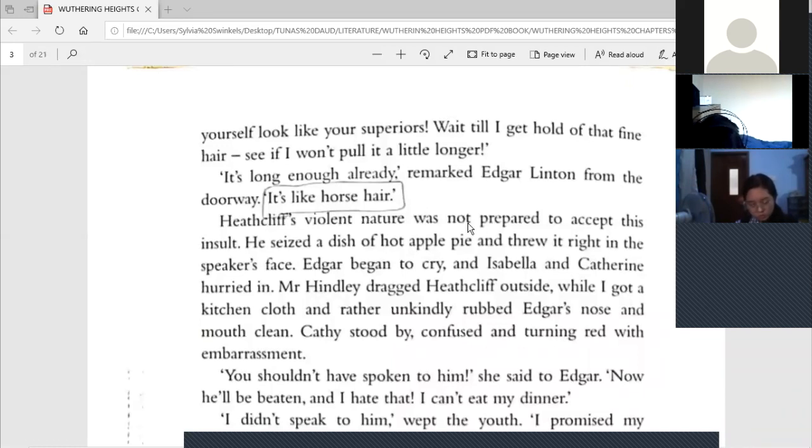It's like horsehair. Heathcliff. What does this mean? Like horsehair. What is happening? What is like horsehair? What is it referring to?